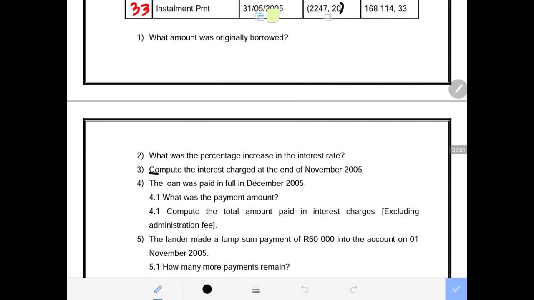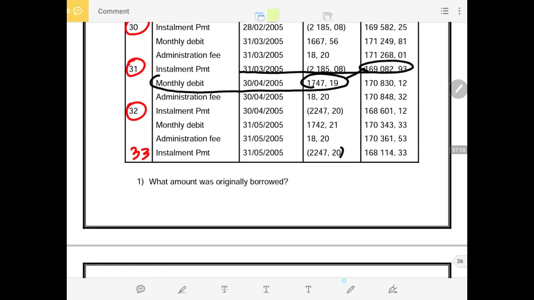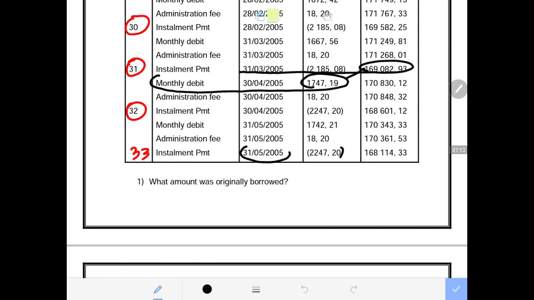Remember, we are required to compute the interest rate at the end of November 2005. Where are we in the statement? First of all, in the statement we are at the end of the month of April, meaning there will be May, June, July, August, September, October, November. This is where we are focusing.